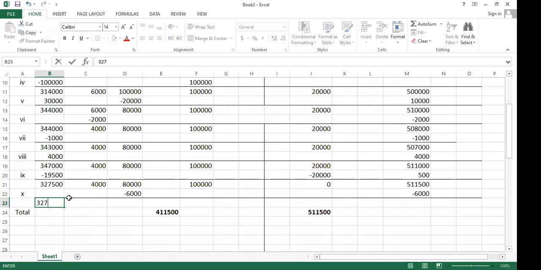Now cash 327,500, and 4,000, and 74,000 for inventory, and 100,000 for marketable securities. This is 0, and 5,500. Now what is the situation?